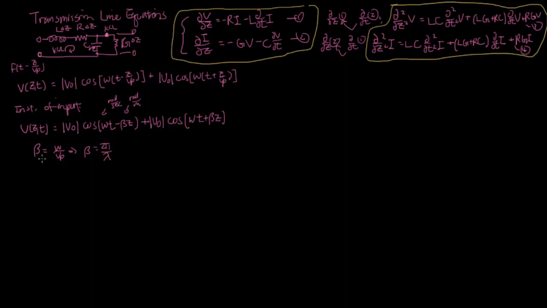So the first step is to expand it into the real part of a vector in the real complex plane. So we're going to rewrite this as the real part of v naught, and I'm going to shift the beta z to the beginning. So e to the minus j beta z e to the j omega t plus v naught e to the plus j beta z e to the j omega t.